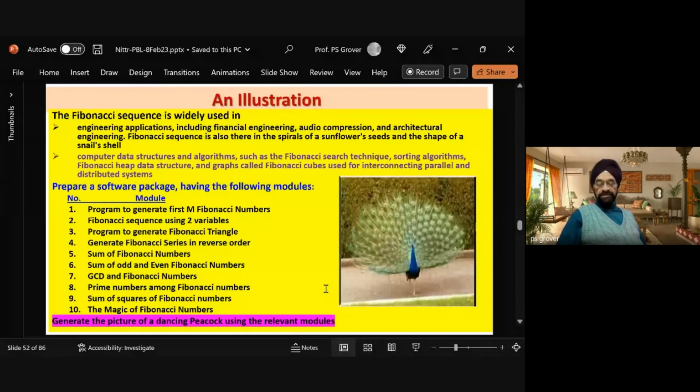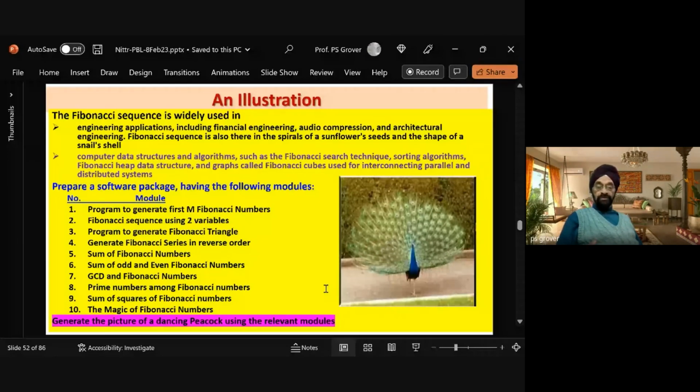My area is computer science and engineering. Here is a project-based learning example. Most of you are familiar with the Fibonacci series program. Now, the Fibonacci series can be used for engineering applications, including financial engineering, audio compression, and architectural engineering. The Fibonacci sequence is also there in the spiral of sunflower seeds and the shape of a snail shell.